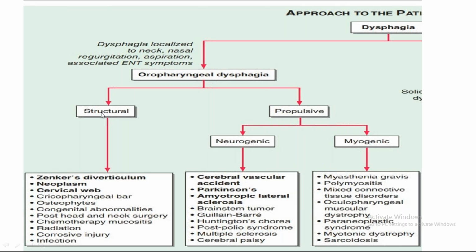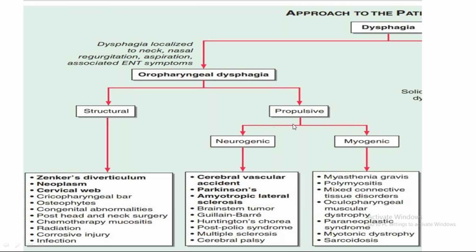Structural dysphagia causes include Zenker's diverticulum, neoplasm, and cervical web. These are the most common causes of structural oropharyngeal dysphagia. Other causes include cricopharyngeal bar, osteophyte formation, congenital abnormalities of the oropharynx, post head and neck surgery, radiation, corrosive injury, or infections. Among these, Zenker's diverticulum, neoplasm, and cervical web are the most common causes.